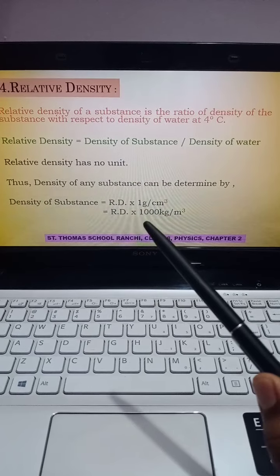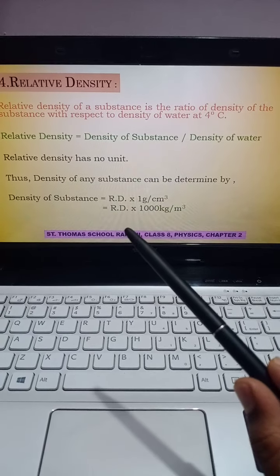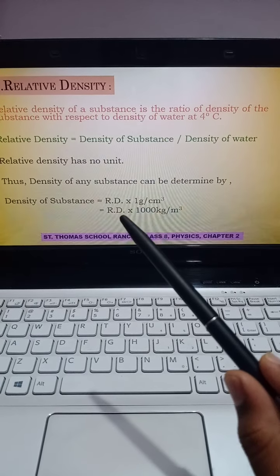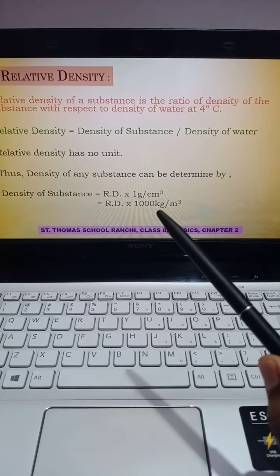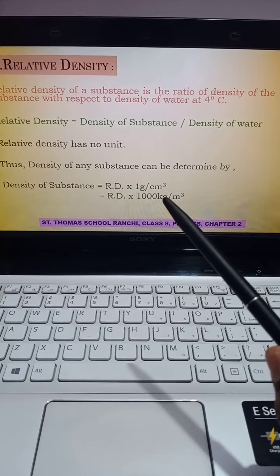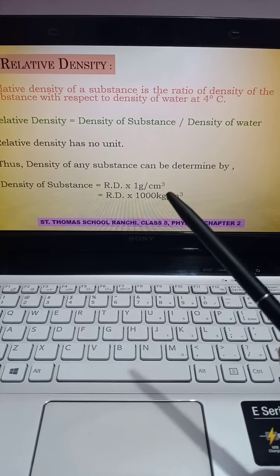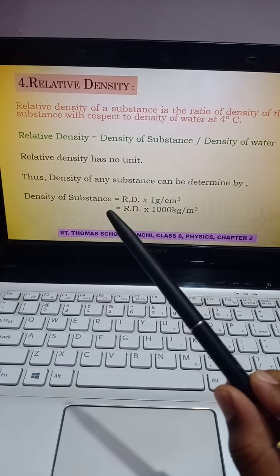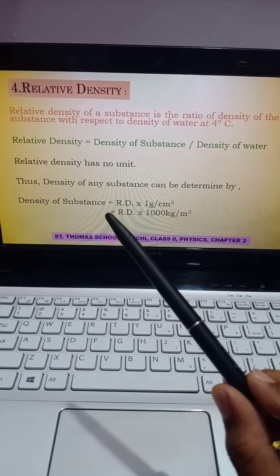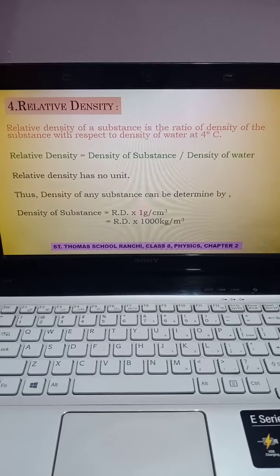So means that with this formula we can understand that if relative density of any substance is already found, and if it is multiplied by density of water, whether in SI unit or whether in CGS unit, then very well we can find out the density of that substance. So thank you. This is all about this session.